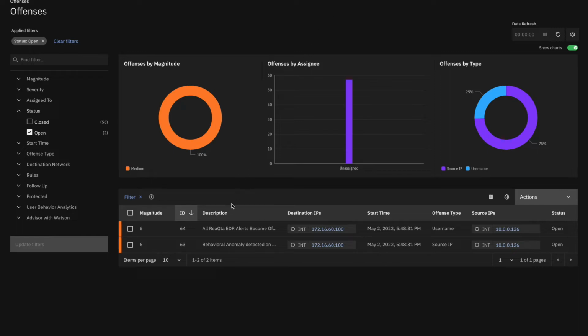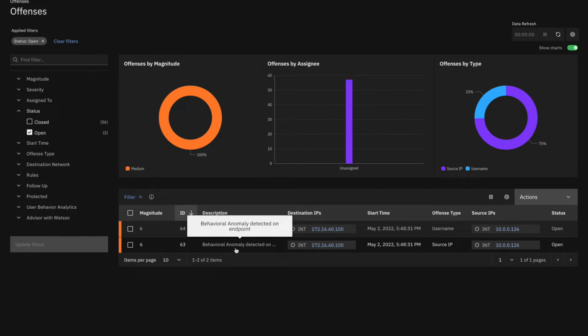So we have two offenses that are seen from the analyst standpoint. We have this one, all ReaQta EDR alerts become offenses. And this offense essentially is saying that we want any alert that comes from the ReaQta Hive as a log event to generate an alert, so it draws our analyst attention to, okay, we have some activity happening in the ReaQta Hive. Further, we have this behavioral anomaly detected on the endpoint.